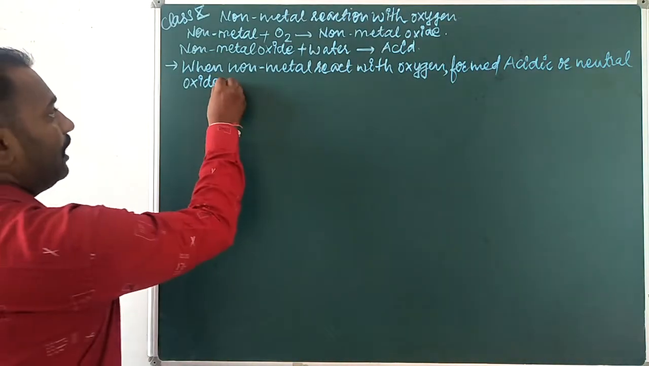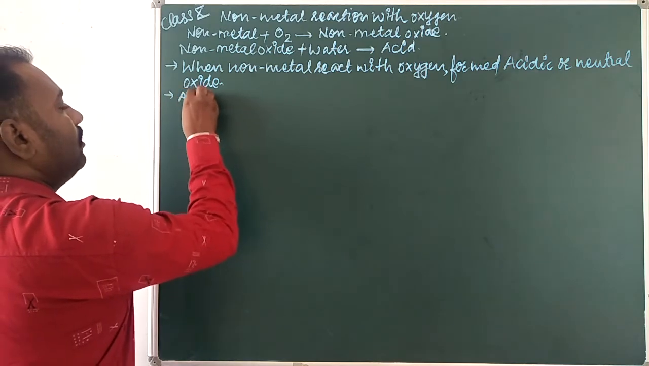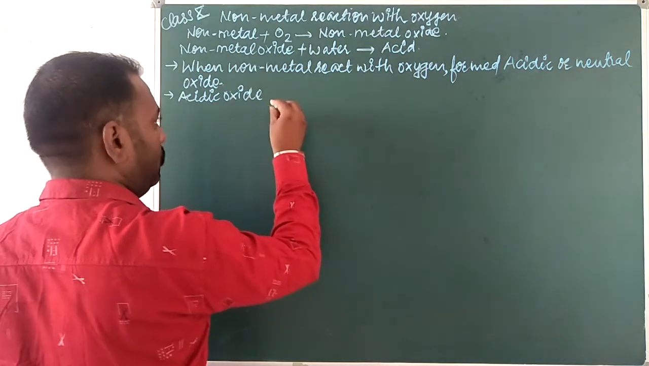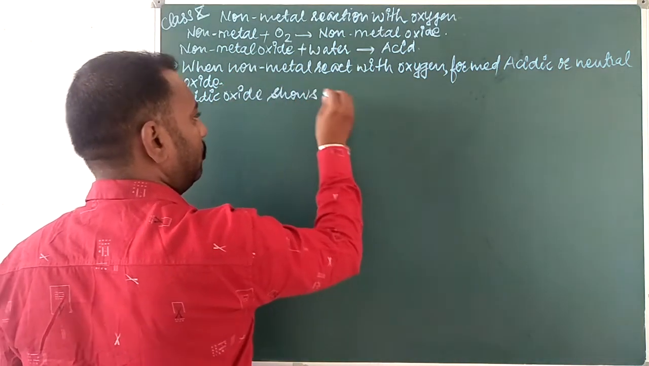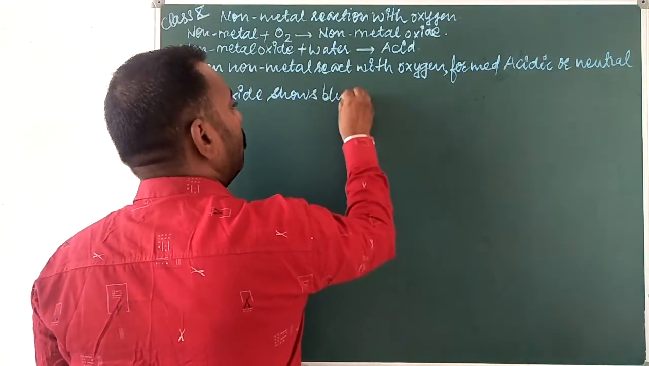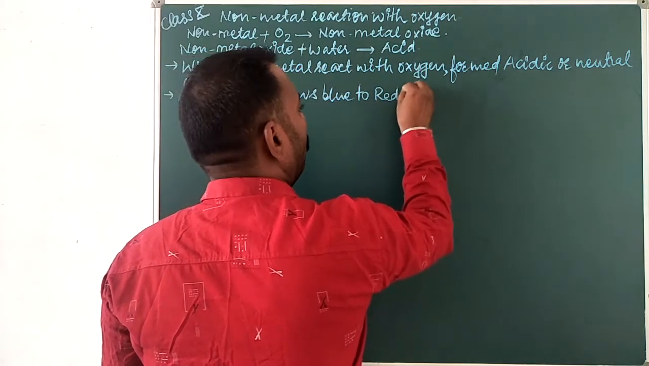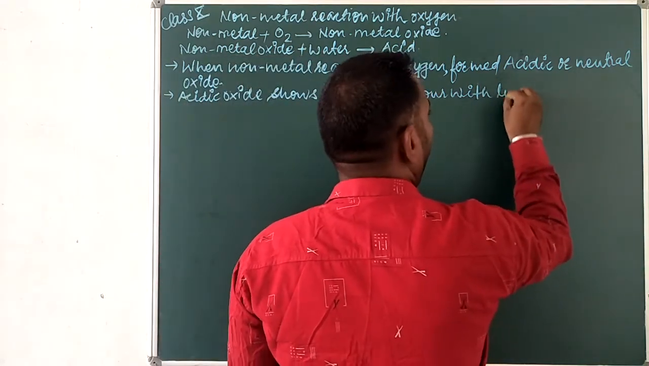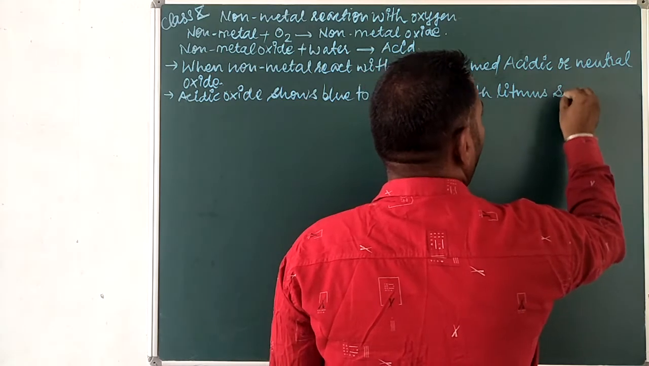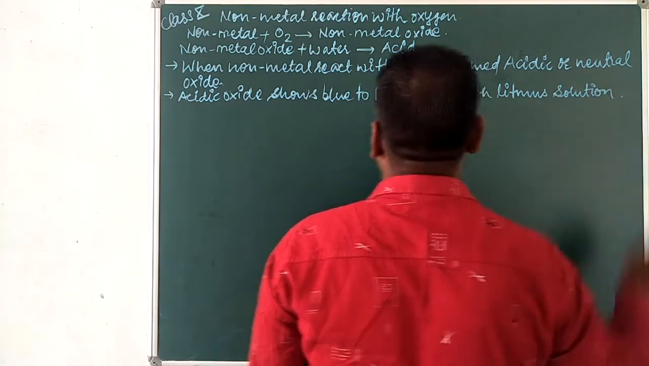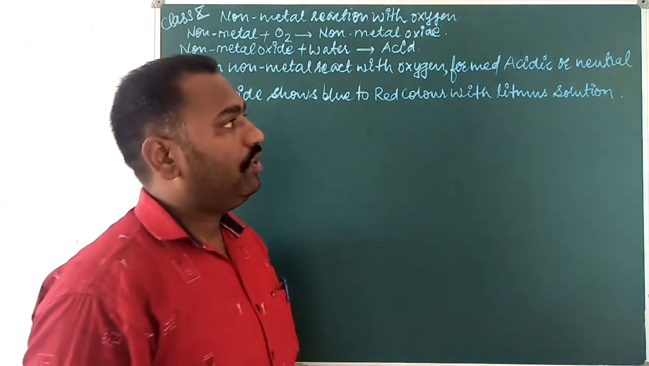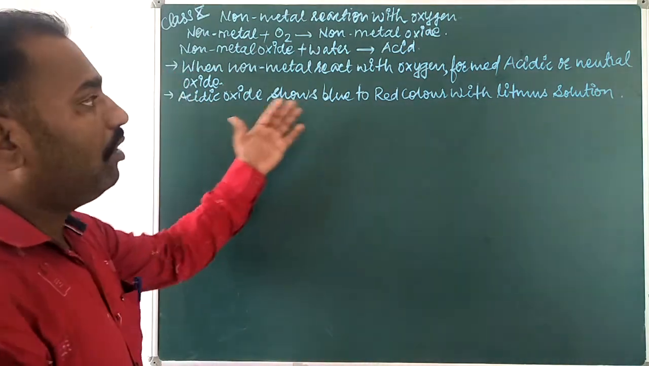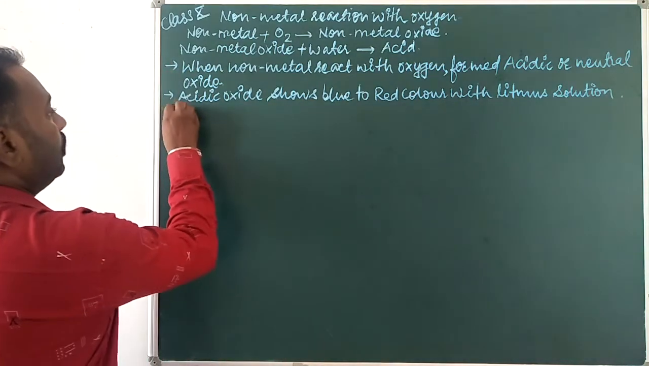So you know that an acidic oxide shows a blue to red color change with litmus solution. It means when we test with litmus, there is a formation of blue to red color. And the neutral oxides, we will see examples of both.